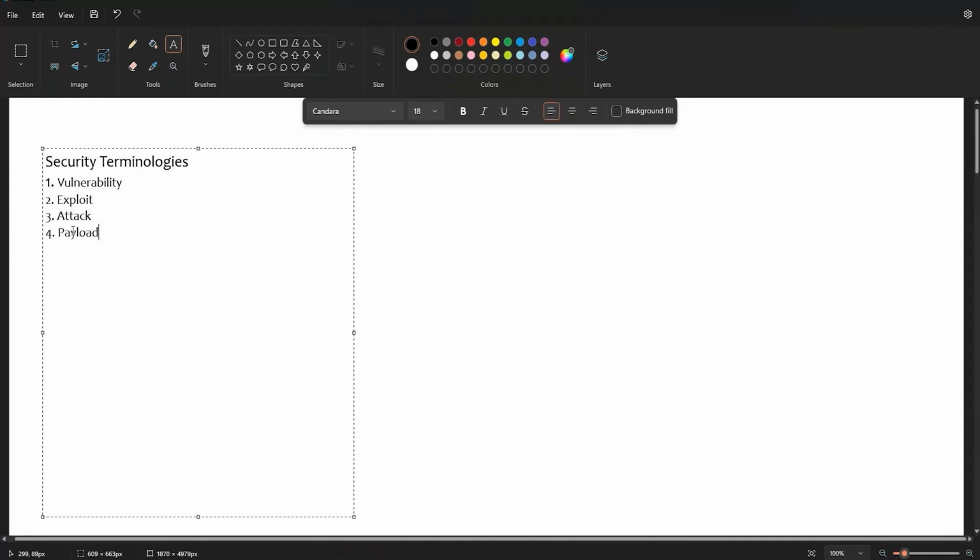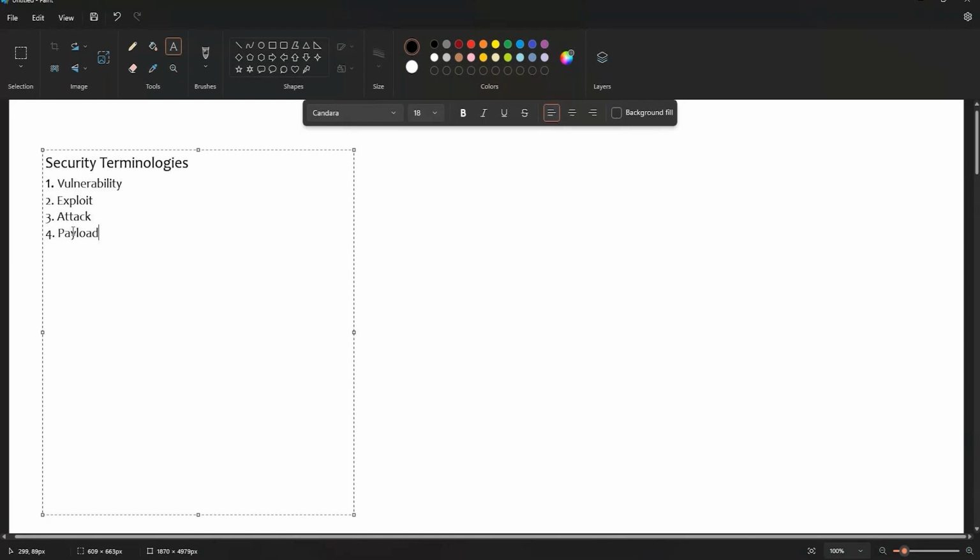What is payload? In simple terms of networking, payload means data. Any data that you are sending, or that someone is sending to another person, is payload. But when we are talking in terms of security, payload means a malware or a piece of code that helps the attacker or pen tester take access of the system.